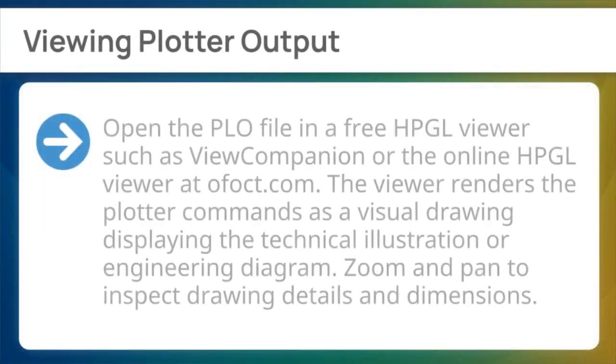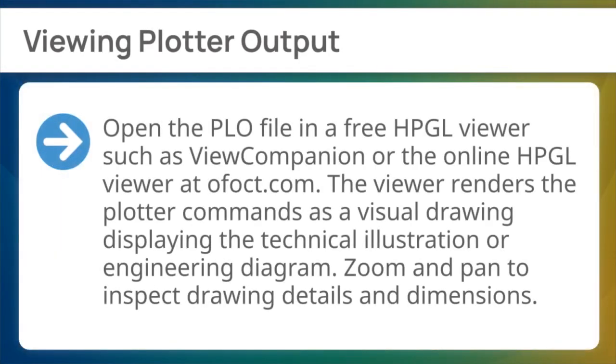First, viewing plotter output. Open the PLO file in a free HPGL viewer, such as View Companion, or the online HPGL viewer at ofoc.com. The viewer renders the plotter commands as a visual drawing, displaying the technical illustration or engineering diagram. Zoom and pan to inspect drawing details and dimensions.